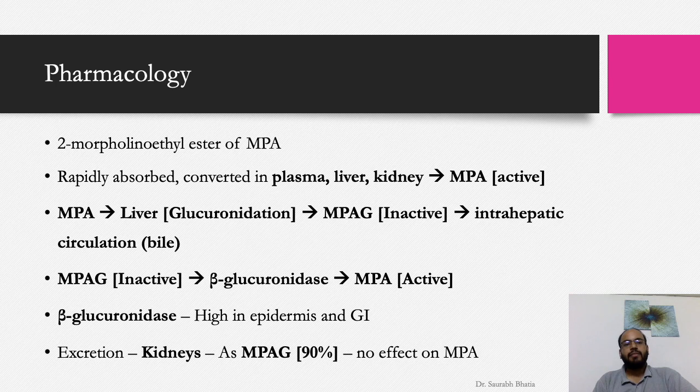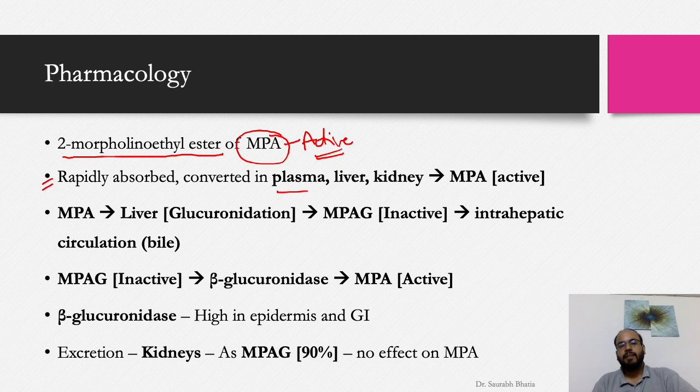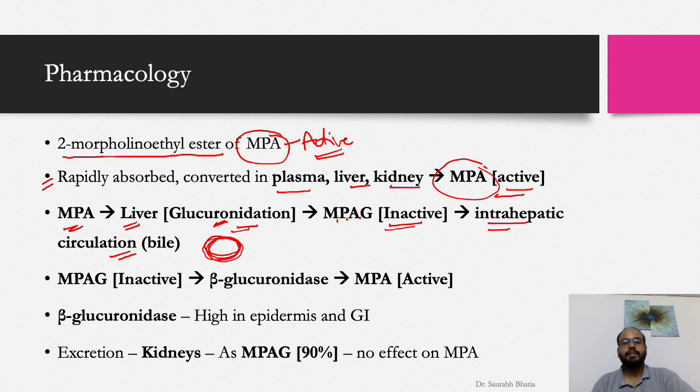Now, MMF is what is known as 2-morpholinoethyl ester of mycophenolic acid. Remember that mycophenolic acid is the active component. MMF is rapidly absorbed and gets converted in plasma, liver, and kidney to MPA, which is the active component. MPA in liver undergoes glucuronidation. Just excuse my pronunciation, but just remember I'm talking about this word. It gets converted to MPAG, which is inactive. And because of enterohepatic circulation of bile, it keeps on circulating between liver and intestines.